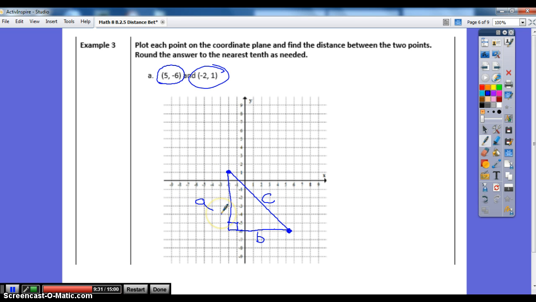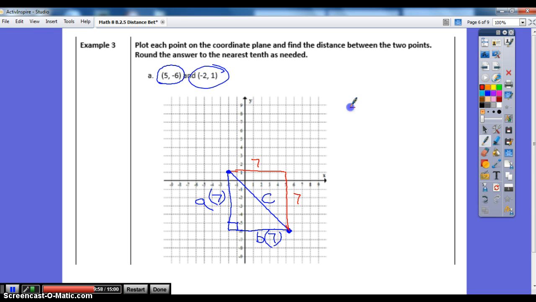How long was A? 7. That was 7. How long was B? That was also 7. Did anybody in here make their right triangle going this way? Did anyone make their triangle that way? Did you end up still getting the same answer? Sure did, because it's still 7 and 7.